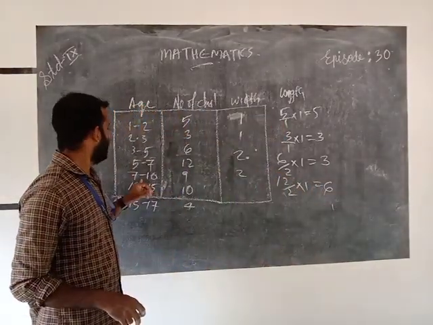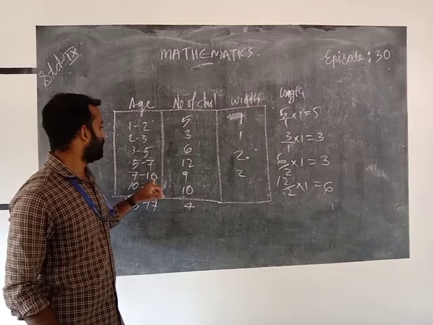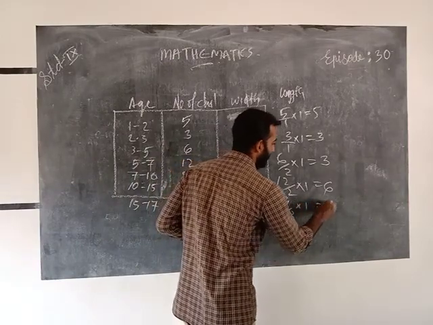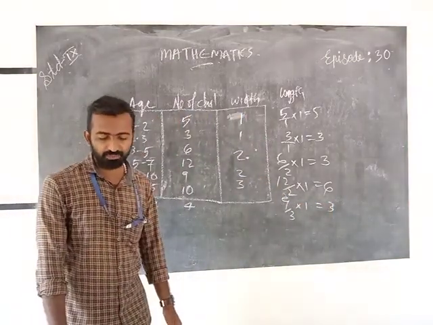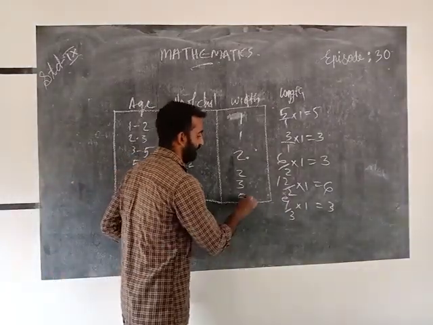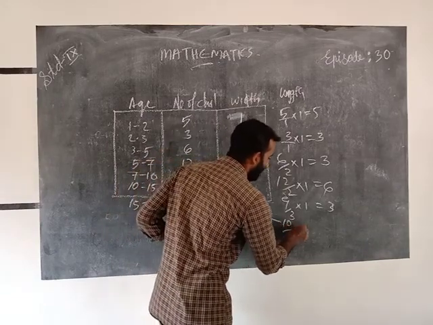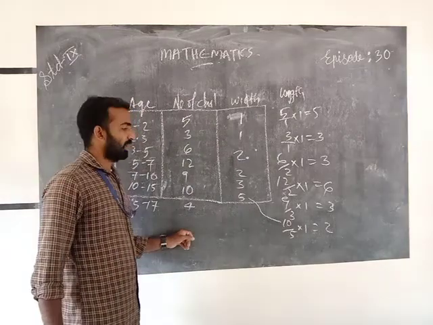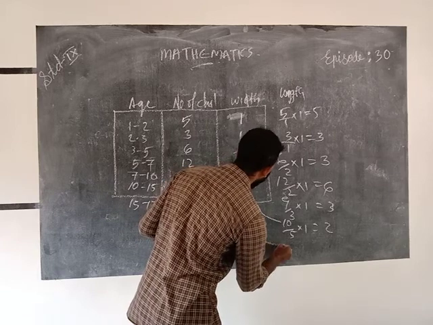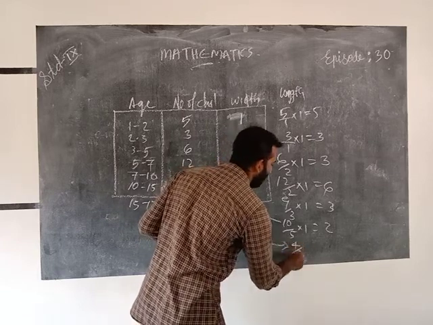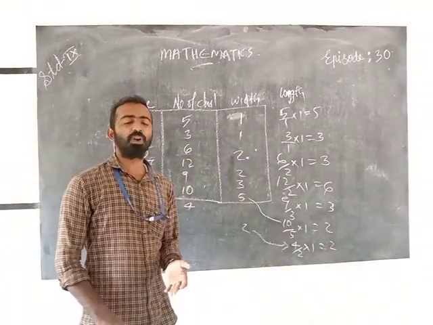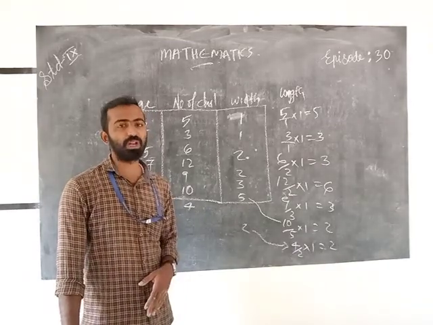Next is 7 to 10, where the class width is 3. That is 9 by 3 into 1, we get 3. And what is the width here? 5. That is 10 by 5 into 1, we get 2. And here the width is 2, so 4 by 2 into 1, we get 2. This is the modified table for our histogram.